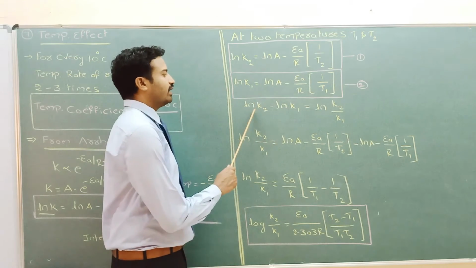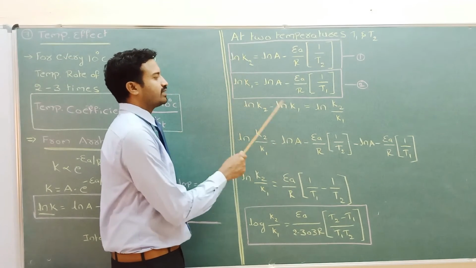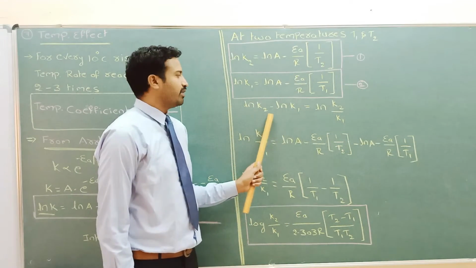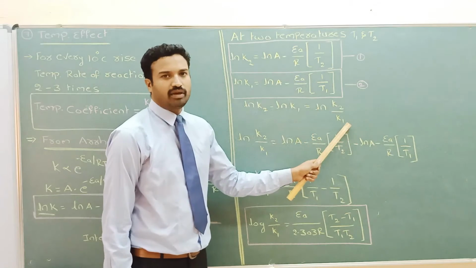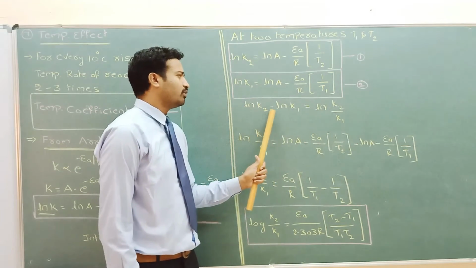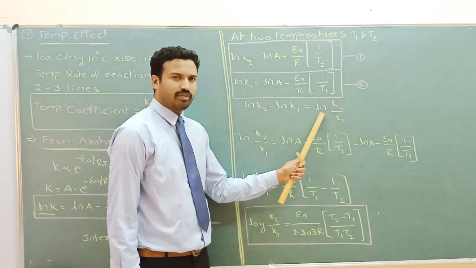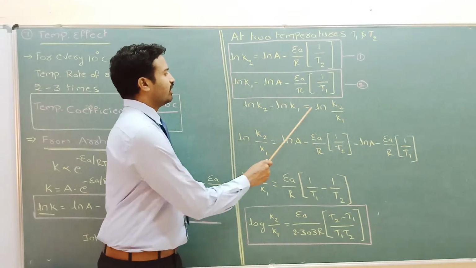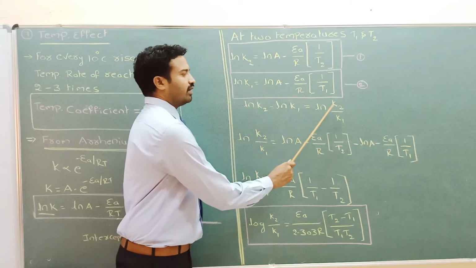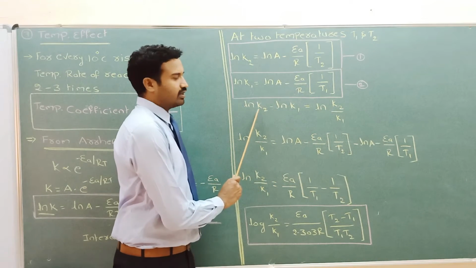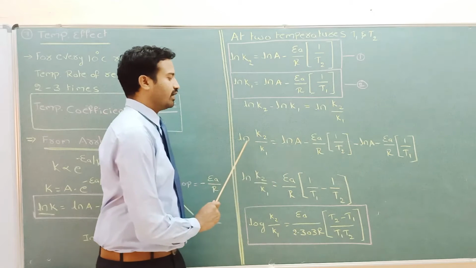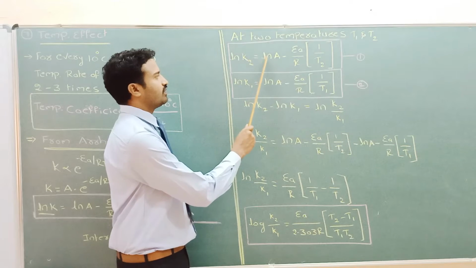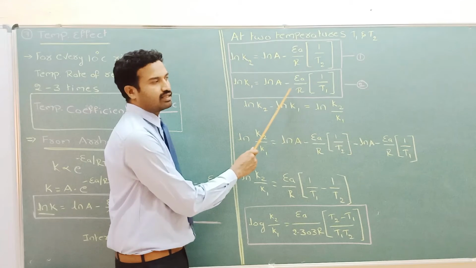If we take ln K2 minus ln K1, we can write log A minus log B as log A by B. So ln K2 minus ln K1 is ln K2 by K1. Now ln K2 minus ln K1 is equal to this equation minus that equation.